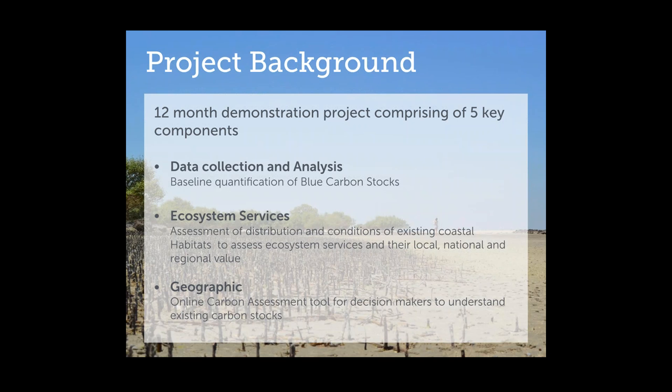Running in parallel to that was some work on the ecosystem services, so an assessment of distribution and conditions of existing coastal habitats, to understand the ecosystem services and their local, national, and regional value. Then a geographic component. The work that we did with the Blue Carbon Toolkit actually covers most of these strands, but predominantly, certainly from the outset of the project, the geographic component was the primary element for us. And that was the online carbon assessment tool for decision makers to understand the carbon stocks. That developed a bit, and I'll go into more detail later about that particular component.